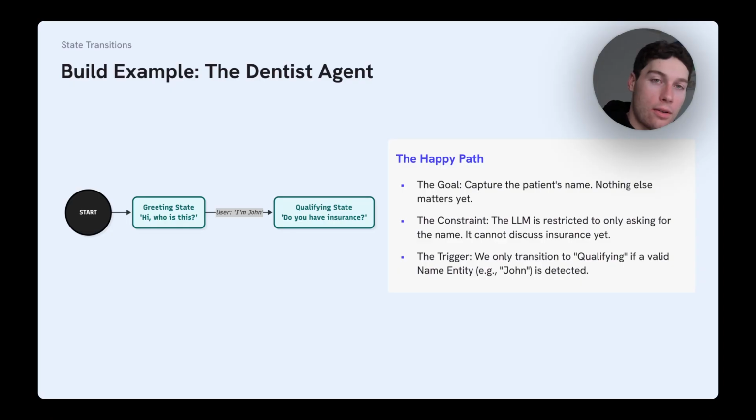Now, and only now, does the bot have permission to ask, do you have insurance? So we have effectively routed the user to the next stage of the funnel. But what happens when the user doesn't follow this path? That is where most bots break.